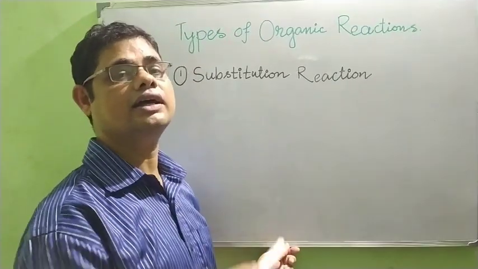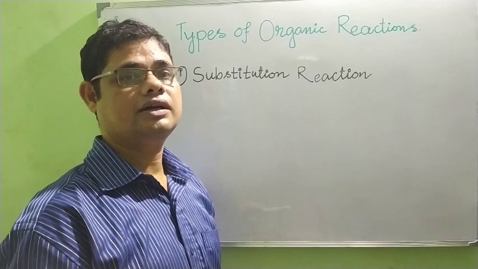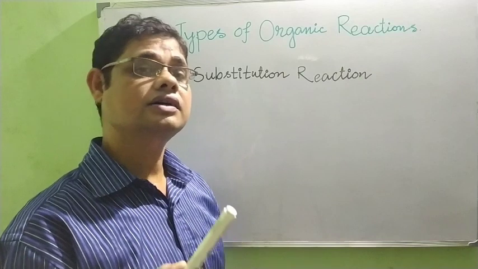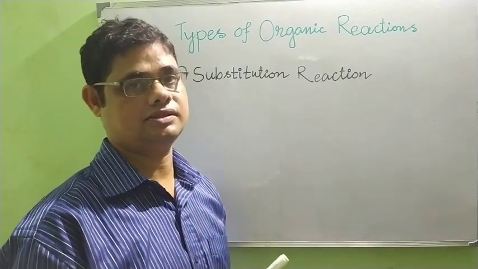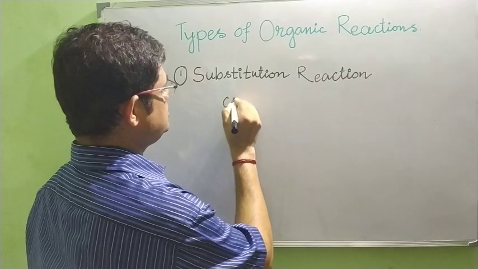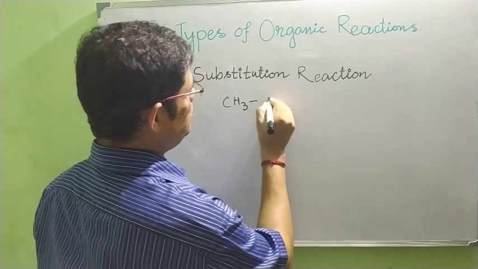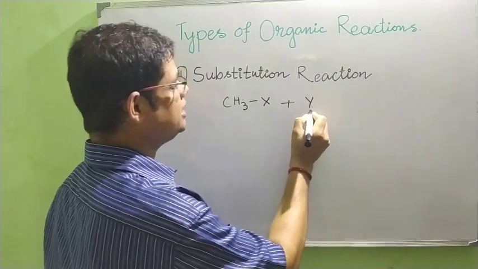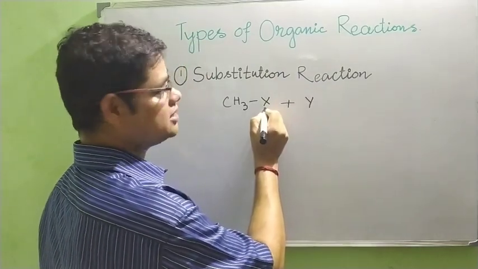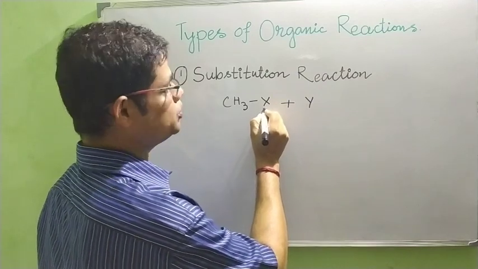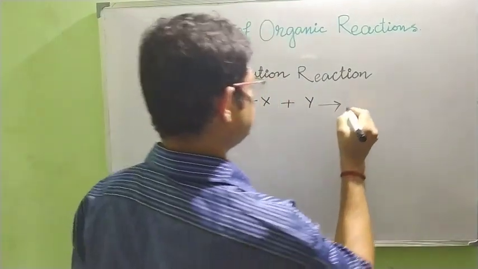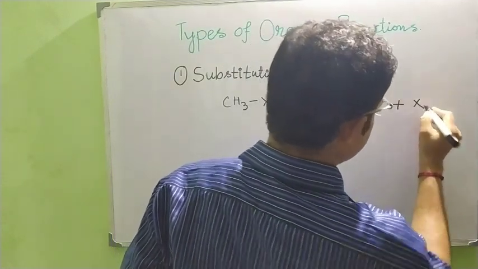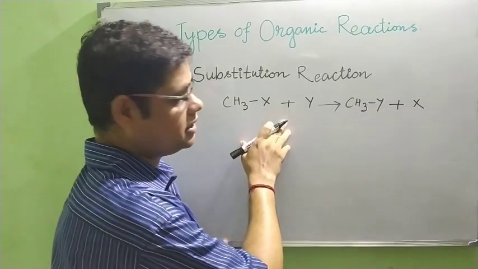In substitution reaction, an attacking species directly replaces an atom or a group in the substance. Let's see. CH3X. In substitution reaction, this attacking species directly replaces this atom or group. CH3Y plus X. This is a substitution reaction.